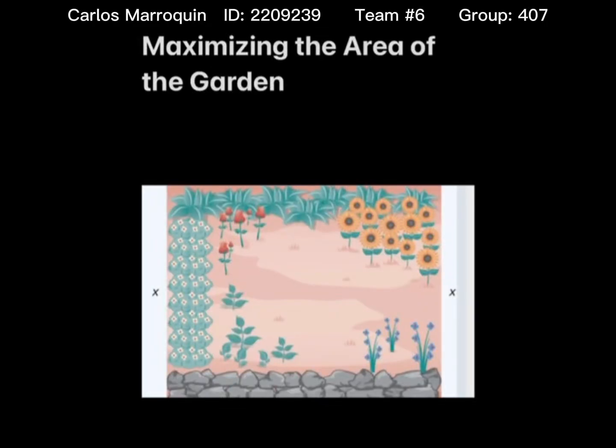Maximizing the area of the garden. A rectangular garden is to be constructed using a rock wall as one side of the garden and wire fencing for the other three sides. Given 200 feet of wire fencing, determine the dimensions that will create a garden of maximum area. We want to identify the quantity to be optimized.